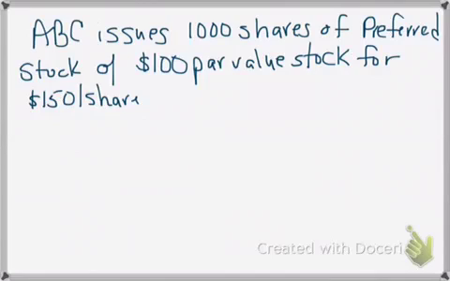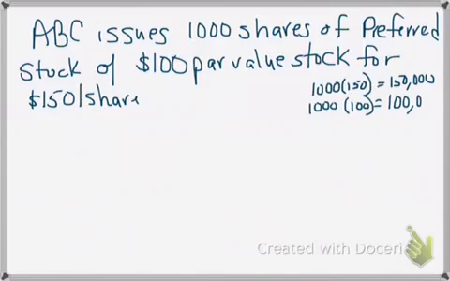The last one that we have on the worksheet is about preferred stock, and it's done the same way that we do common stock. It's just that the account name is a little bit different. So ABC issues 1,000 shares of preferred stock, it has a par value of $100, but it's being sold for $150. So we have $150,000. We have 1,000 shares at $100, so the par value is $100,000. So we're going to have an excess of $50,000.